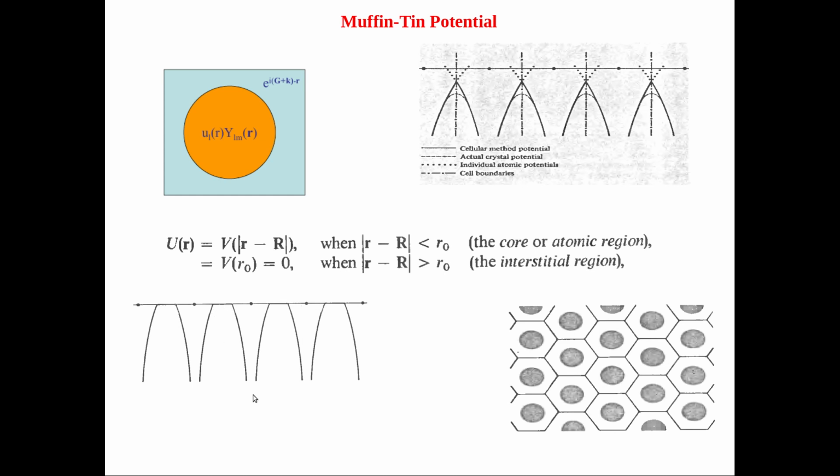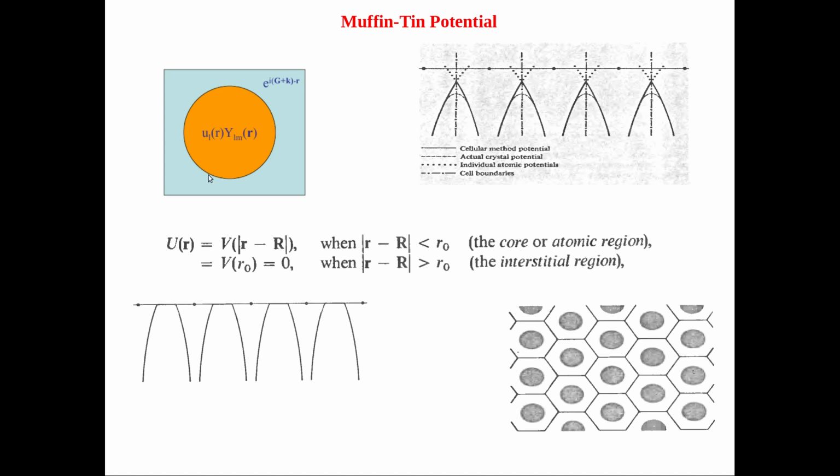And if you see this potential, it is a way better approximation of the actual potential. That is why this potential is one of the most accurate ways to represent the periodic potential felt by the electron in a crystal. There is one important term in the Muffin tin potential, which is called the Muffin tin radius. The radius of this Muffin tin sphere is called the Muffin tin radius. I'll show you where it is defined in the ELK code.